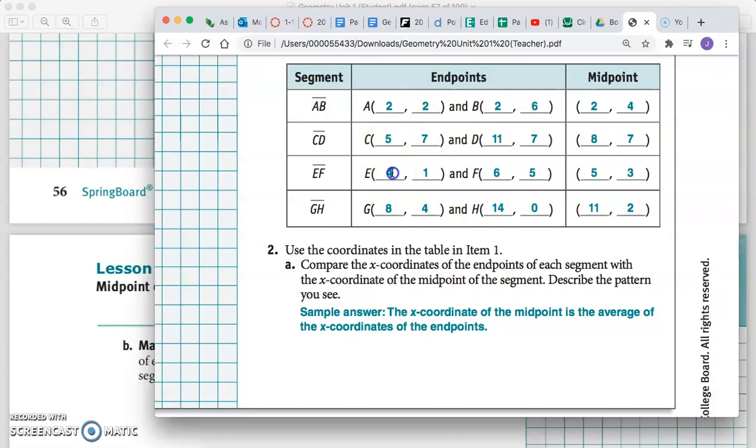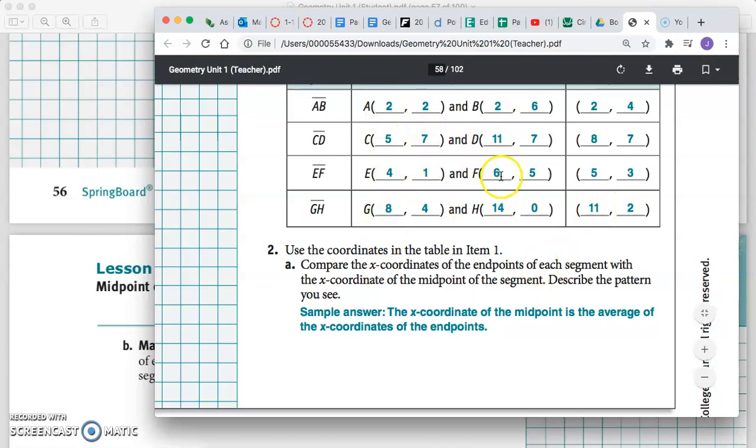Same thing for this one. Add up the x's and divide by 2. 4 plus 6 is 10, and 10 divided by 2 is 5. Add up these x's: 8 plus 14 is 22, and divided by 2 is 11. So hopefully you're able to notice that if you just average the x coordinates of the endpoints, it will give you the x coordinate of the midpoint.